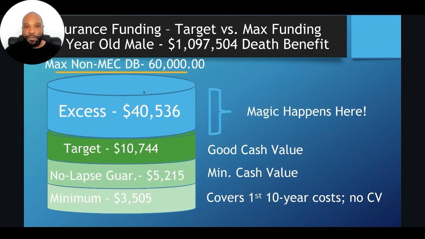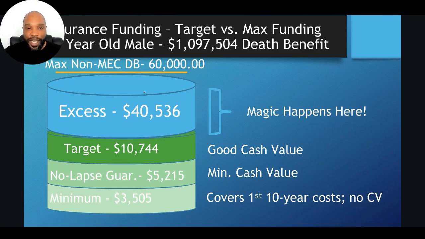Excess meaning what? Extra premium. Extra premium meaning what? The insurance company doesn't even need the premium. It's extra. All right. So they're going to pay you extra. Well, I wouldn't say they're going to pay you extra. Anything above the minimum is going into the cash value, and that's what earns index crediting. I'm going to keep saying that over and over again.